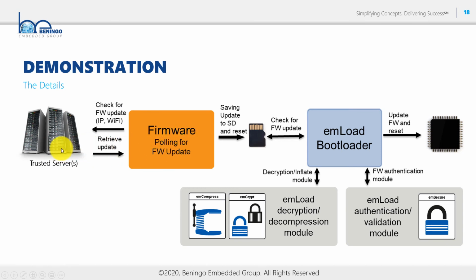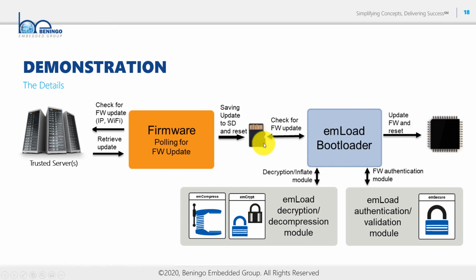If there is, it pulls the firmware down from the trusted server. It saves the update to the SD card. Once the update has been saved, it performs a reset. On startup, the mload then asks, is there a firmware update available on that SD card? Yes, there is one. It then goes through and validates it, and then it performs a firmware update if all the signatures and everything match.